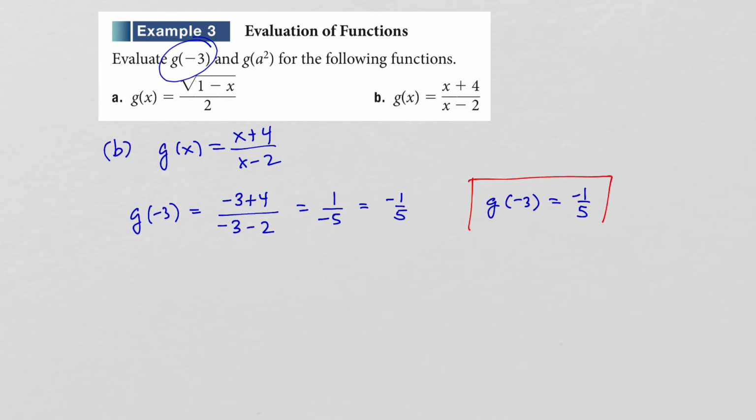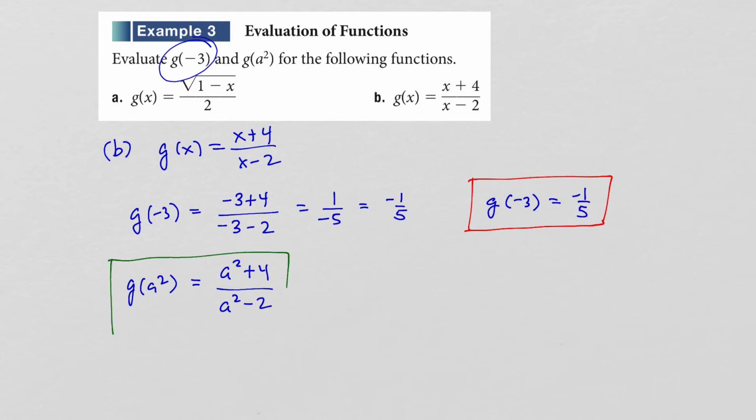Once again, when you plug a number into a function like this, you get a number out of it. And for the second part, g of a squared, again, we are going to take the function g of x, and we're going to replace x with, in this case, a squared. So when we do that, on the right-hand side, we get a squared plus 4 divided by a squared minus 2. And again, there's nothing that we can do there to simplify that, so this would be our answer for the second part. And again, you plug a variable into a function and you just get a new function.